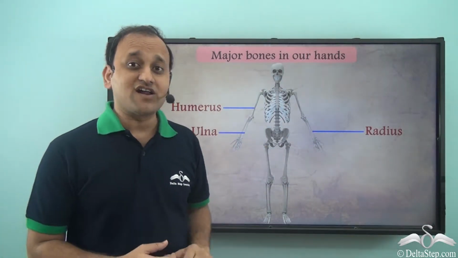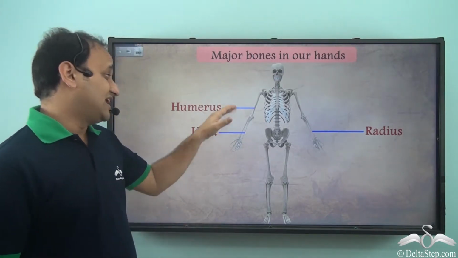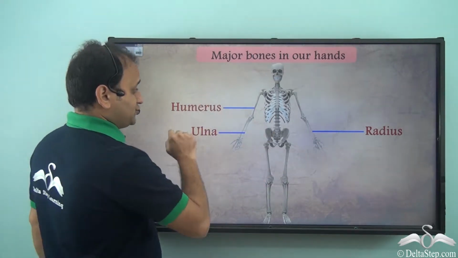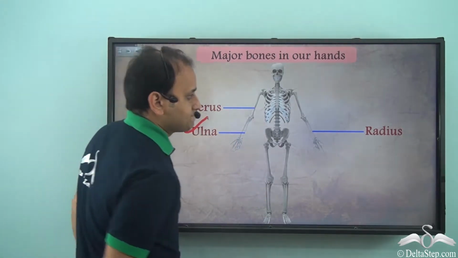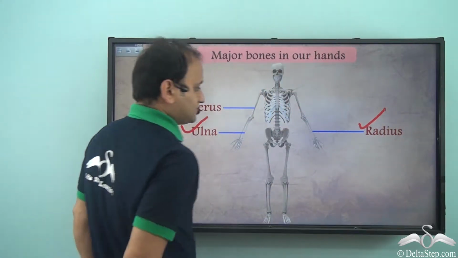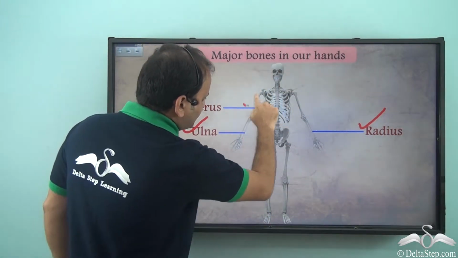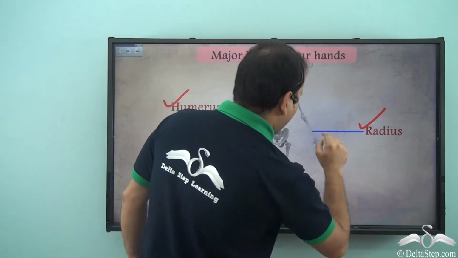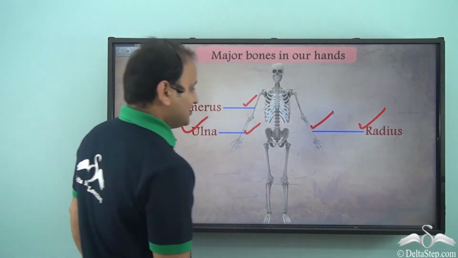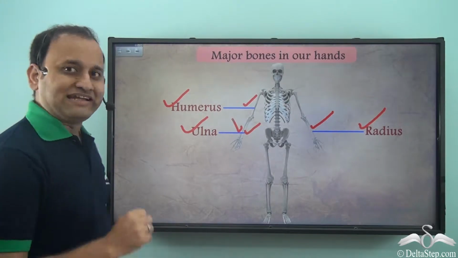So if we talk about our arms, well, 3 important bones in our arms are humerus, ulna, and radius. Now, where are they located? Well, as you can see, humerus is here, ulna is this one, and radius is this one, that is the outer one. So let's see them in detail.